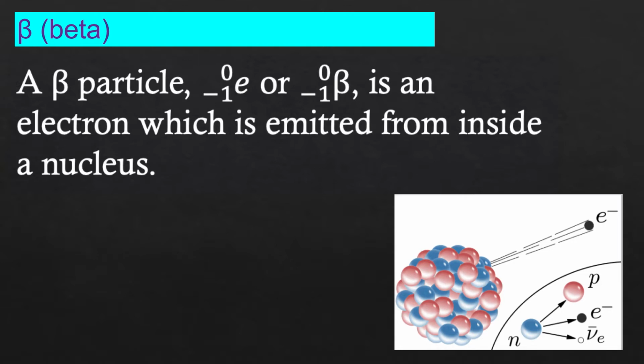Beta particles are electrons which are emitted from inside a nucleus. Typically, nuclides undergo beta decay when there is an imbalance in the ratio of neutrons to protons. Carbon-14 is a common example of a nuclide which undergoes beta decay. Carbon-14 radioactive dating is a technique used by archaeologists to establish the age of fossils.